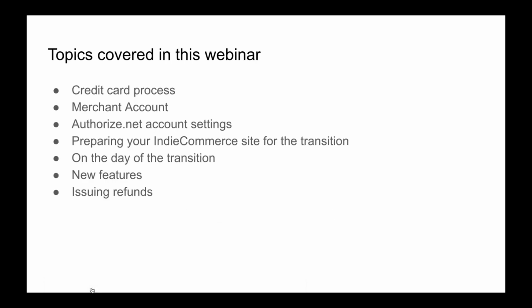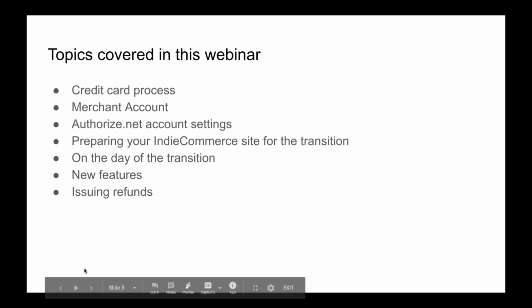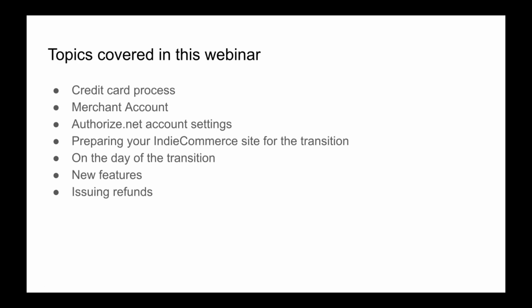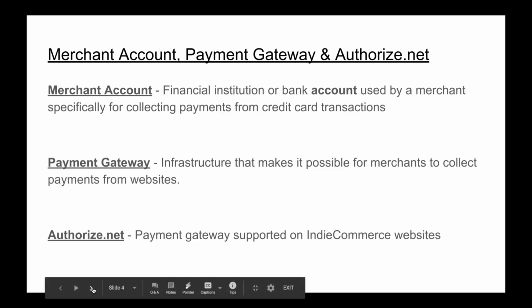The topics covered in this webinar: we'll talk about credit card processing in general, about the merchant account, Authorize.net account and settings, how to prepare your IndieCommerce site for the transition, and what happens on the day of the transition, and some of the new features that we are launching, which will help you now while you're still on the ABA's account and later when you move to your own credit card processor.